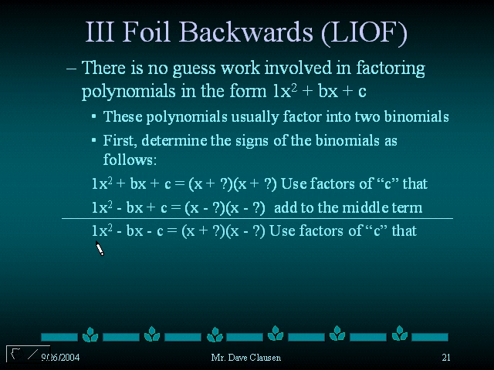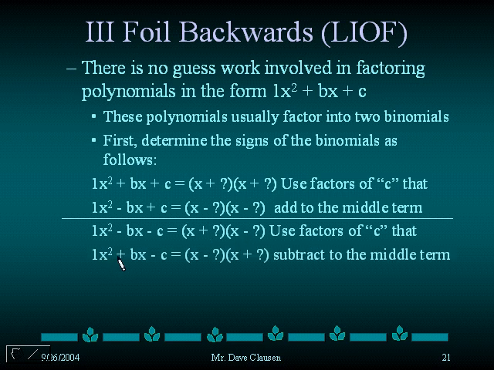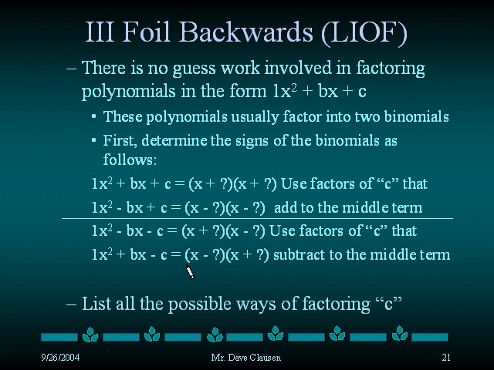In the case where it's 1x squared minus bx plus c, that's going to factor as one of each. Whether the plus comes first or minus is up to you. If it's x squared plus bx minus c, that's going to factor as one of each. And in this case, we're looking for factors of c that not add but subtract to give us the middle term bx. So no guesswork involved at all.